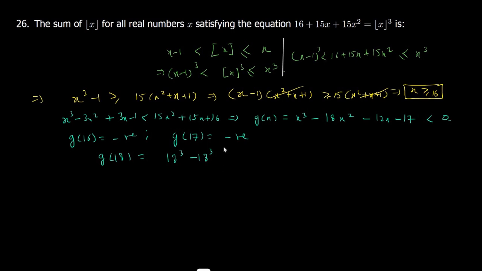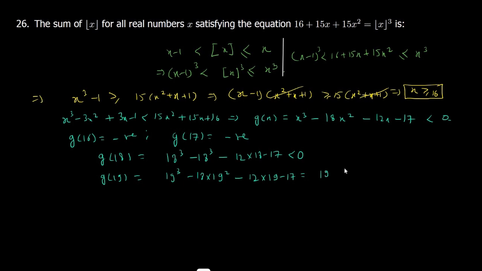Alright, g of 18 is 18 cube minus 18 times 18 square, which is also 18 cube, minus 12 times 18 minus 17. This is still negative. And if I calculate g of 19, this will turn out to be 19 cube minus 18 times 19 square minus 12 times 19 minus 17.